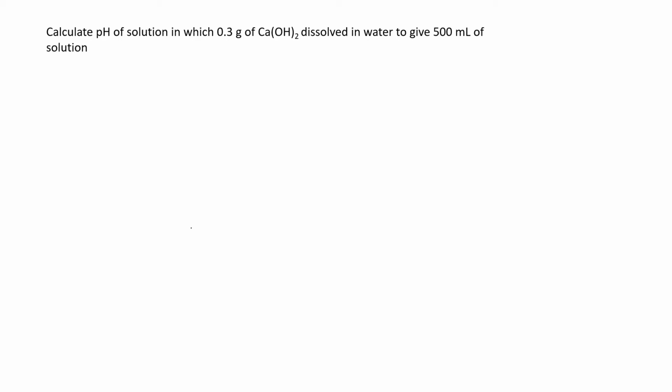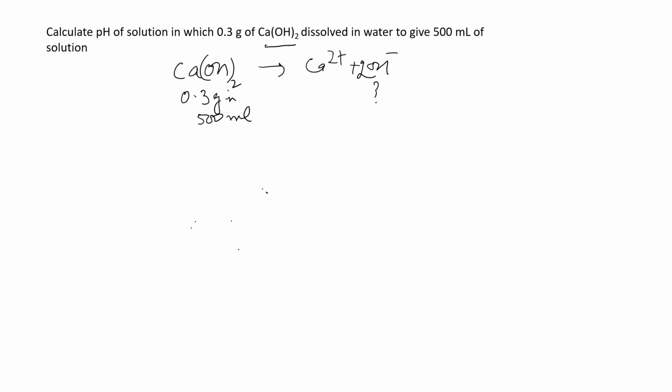Let us take the problem of calculating pH value of a base, that is calcium hydroxide, in 500 milliliter of the solution. Calcium hydroxide is a strong base. It completely dissociates into calcium ions and hydroxyl ions. The concentration of calcium hydroxide is given, that is 0.3 gram in 500 milliliter of the solution. We have to find out hydroxyl ion concentration.